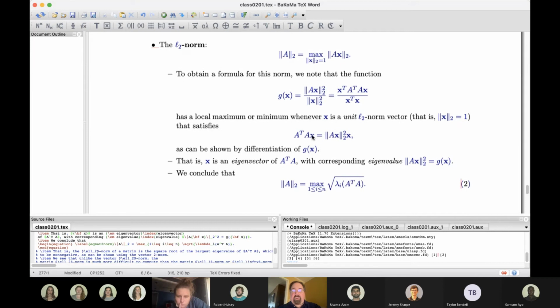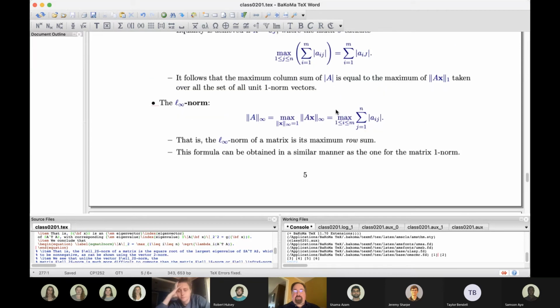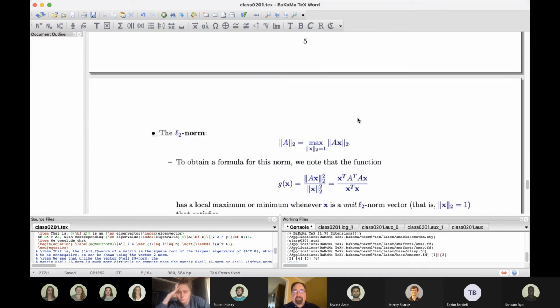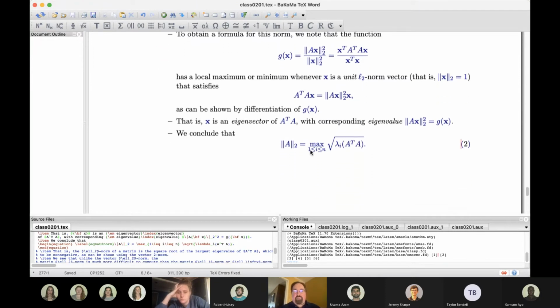So that actually gives us a formula for the matrix 2 norm. This is maximized whenever X is the eigenvector for the largest eigenvalue of A transpose A. So that's the 2 norm. We take the largest eigenvalue of A transpose A, and notice since this is squared here, we've got to take a square root. Now, that's not something that can be computed as easily as these other norms, the 1 norm and infinity norm, where we're just taking sums. So in MATLAB, for instance, if you're going to use the 2 norm, this would be more costly.